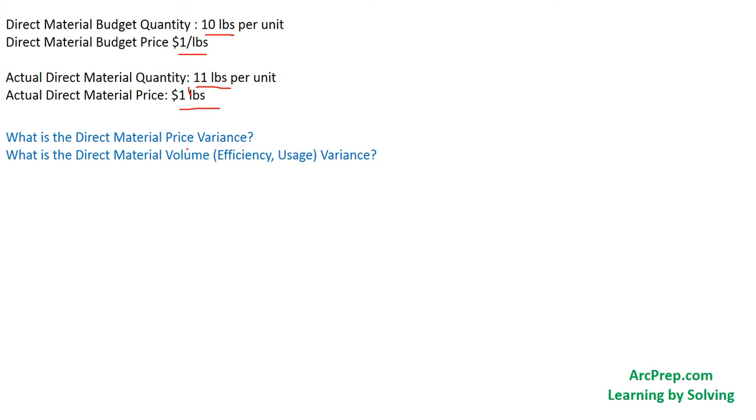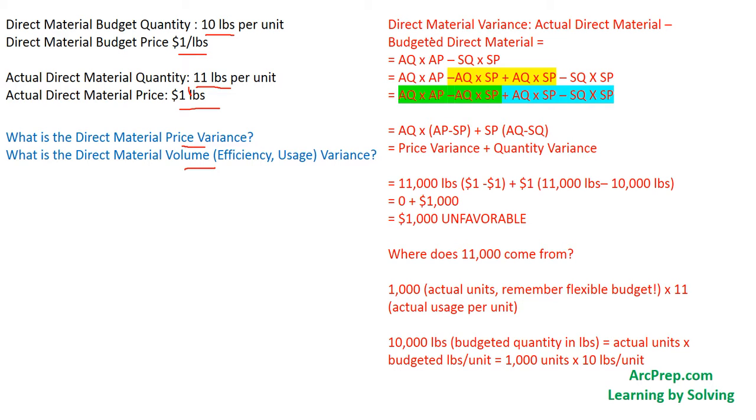What is the price difference and what is the volume difference is the question. Now, the way I'm going to write the equation is direct material variance is actual direct material minus budgeted. In other words, actual quantity times actual price minus standard quantity and standard price is the difference. And then I'm going to do a trick and subtract and add the same number so it doesn't change. I'm subtracting actual quantity times standard price, and I'm adding the same number so the equation doesn't change.